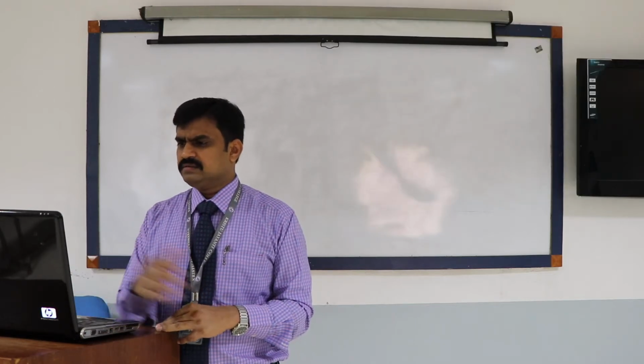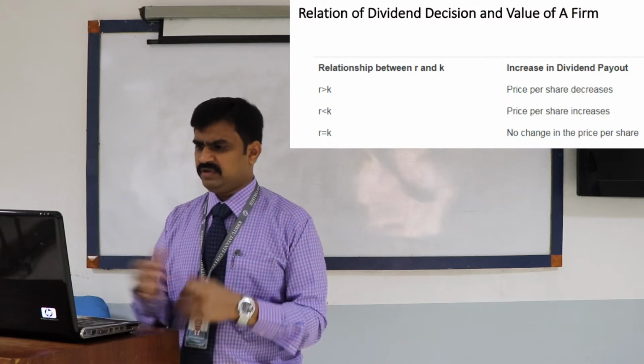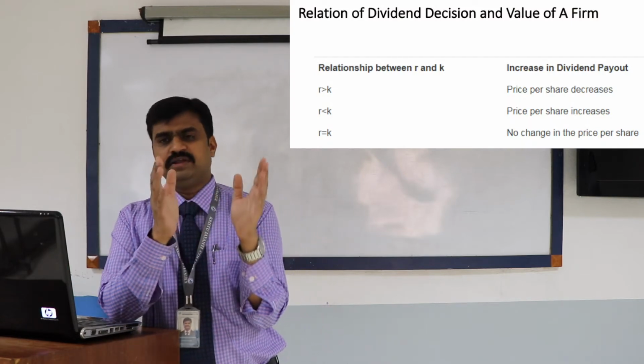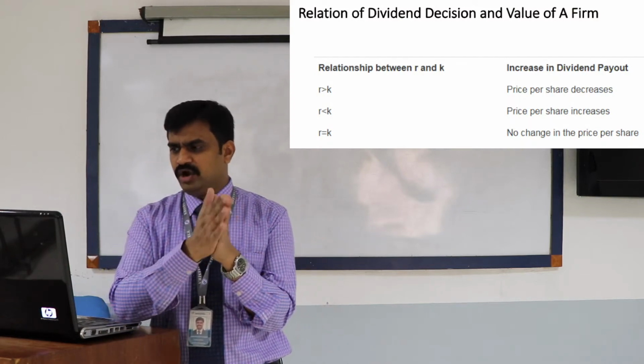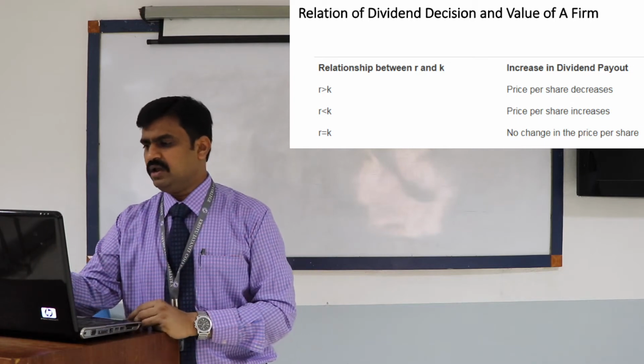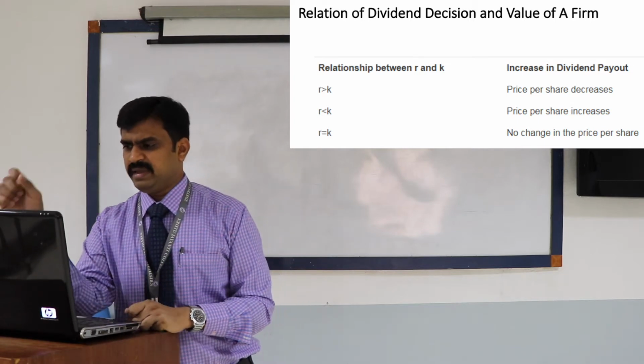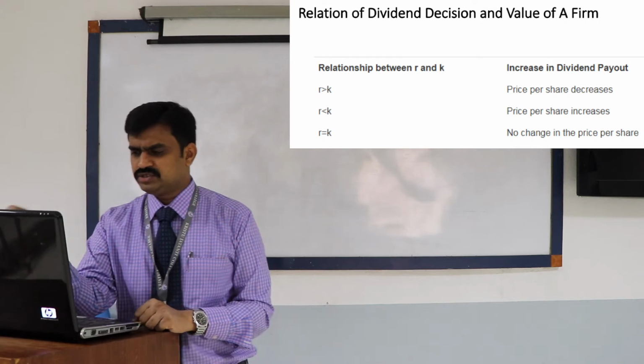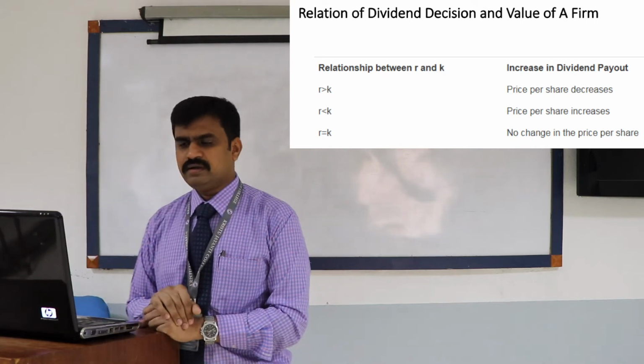And the relation of dividend decision and the value of the firm, you can see the summary is given there. When R is greater than K naught, you can see in the second column whether there is an increase in the dividend payout ratio. The dividend payout ratio is increasing, so what will happen to your price?